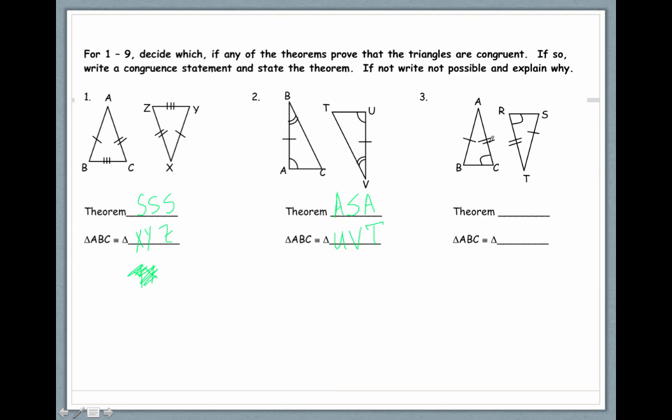This one has side, side, angle. So this one we can't because we don't have the included angle, and remember that side, side, angle is not one of the options. And you can't ever trust an image for the scale. So this could be going this way. This one could be going this way or this way, and we don't know.